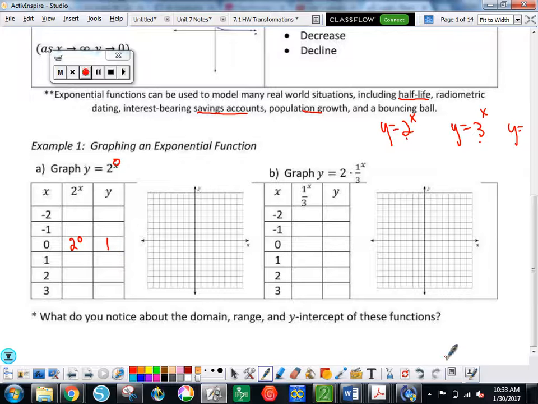Okay, so let's see if we can discover what's happening between them. If I plug in 1, 2 to the first power is 2, right? If I plug in 2, 2 squared is 4. If I plug in 3, 2 cubed is 8. So what's happening from here to here to here? It's doubling, right? It's doubling because of this. That's my growth. That's my multiplier. You can call it a multiplier.